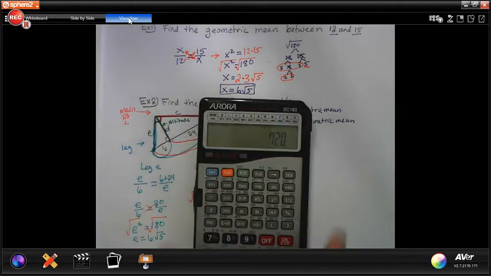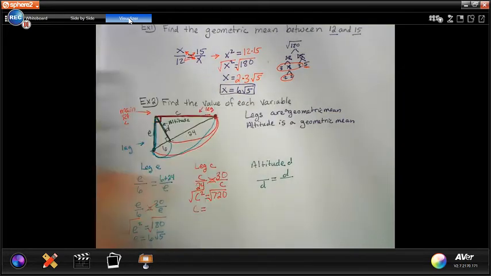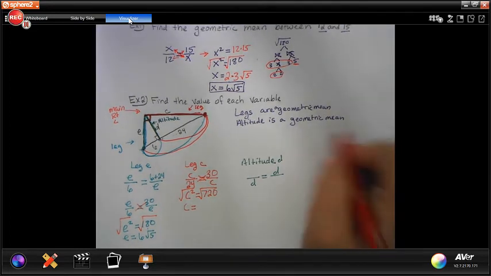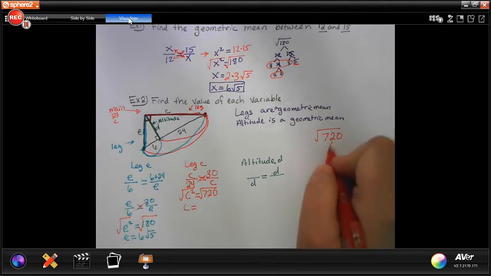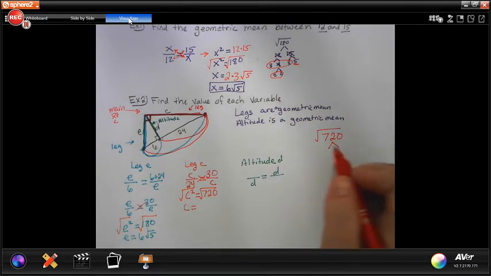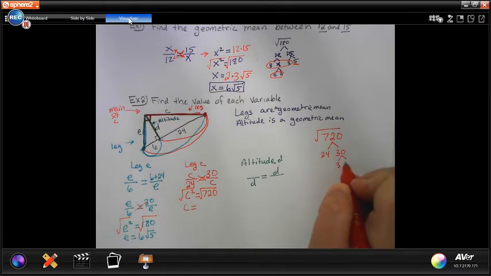I don't know if that's a perfect square, so let me check. I got a decimal, which means it's not a perfect square. I actually have to figure that one out, so let's do it over here on the side. 720. You can do 24 times 30, 72 times 10, whatever. I'm going to do 24 times 30. That's 3 and 10. That is 2 and 5. Cross out the ones you've done.